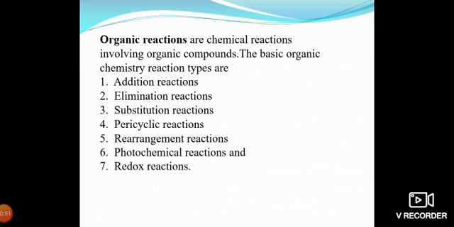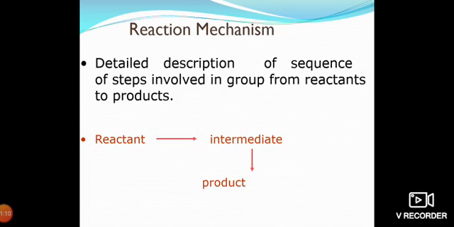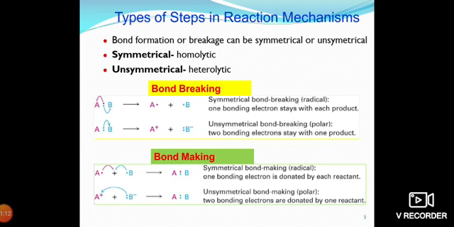organic reactions are of seven types: addition reactions, elimination reactions, substitution, pericyclic, rearrangement, photochemical, and redox reactions. Generally, we are studying addition, elimination, substitution, and rearrangement reactions. Next, types of steps in reaction mechanisms.